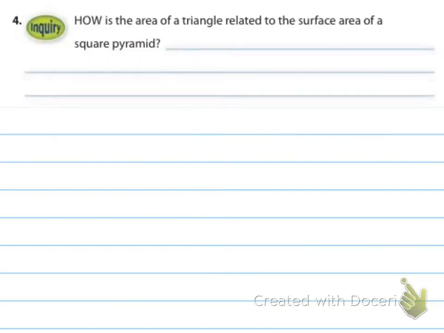All right. Then how is the area of a triangle related to the surface area of a square pyramid? Well, you take the area of the triangle and you multiply it times 4 and you add it to the square base. So I think that's about it.